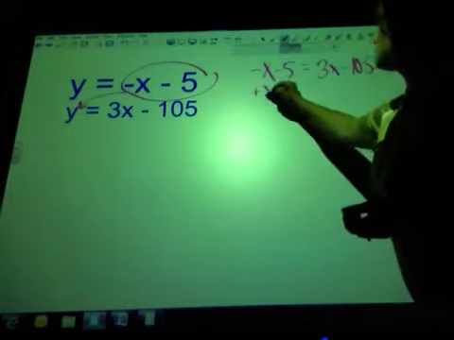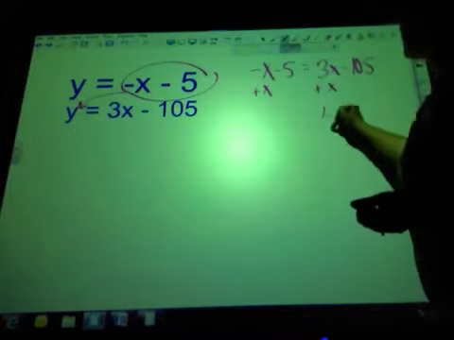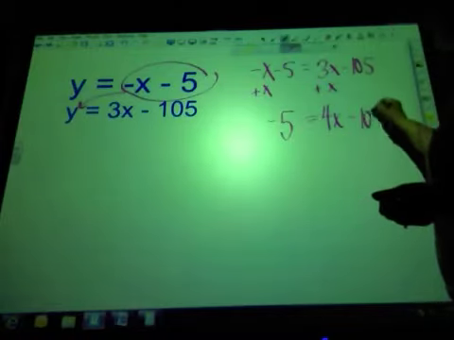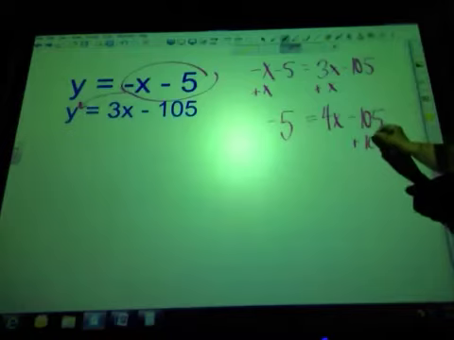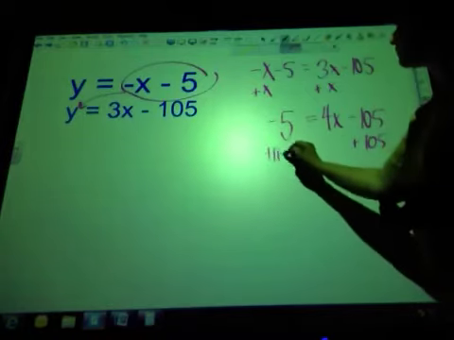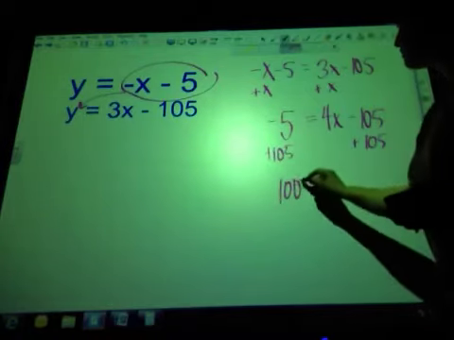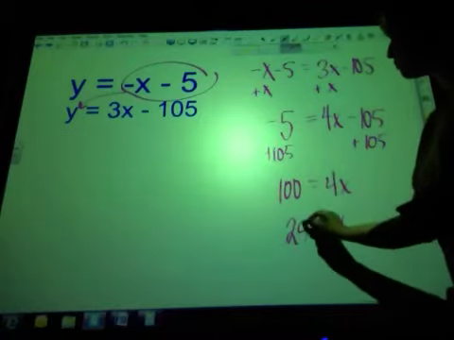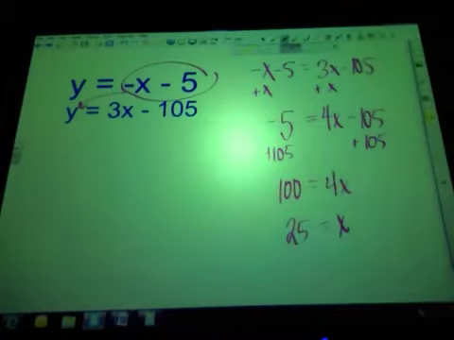So I add x to both sides. I have 4x, and over here I still have a negative 5 and a minus 105. Add my 105. So now I have 100 equals 4x, or x equals 25. And remember that we still have to solve for y.